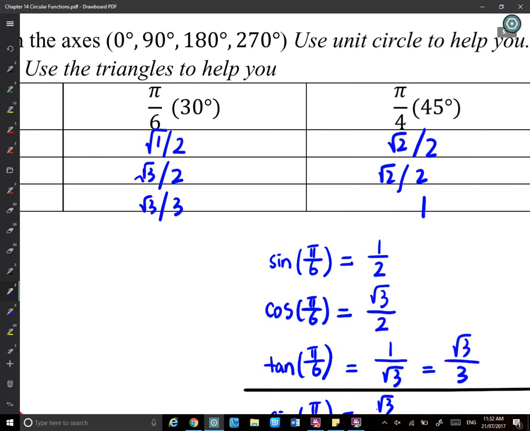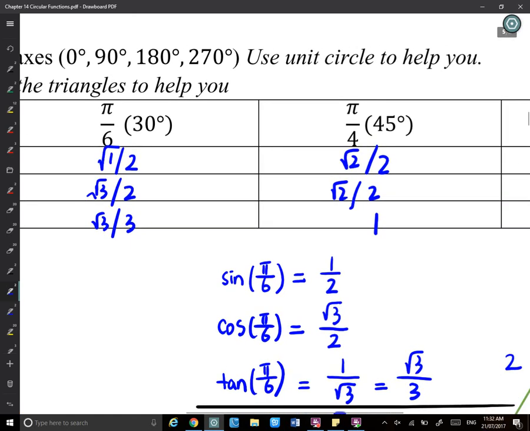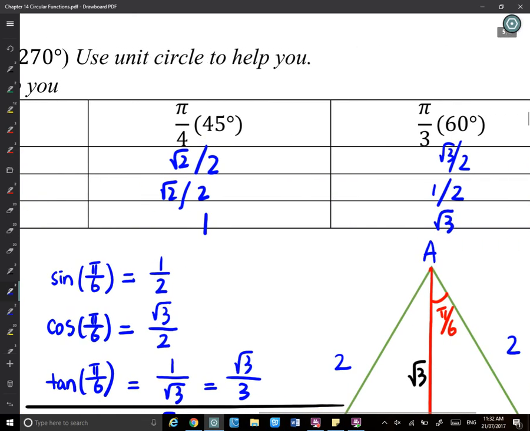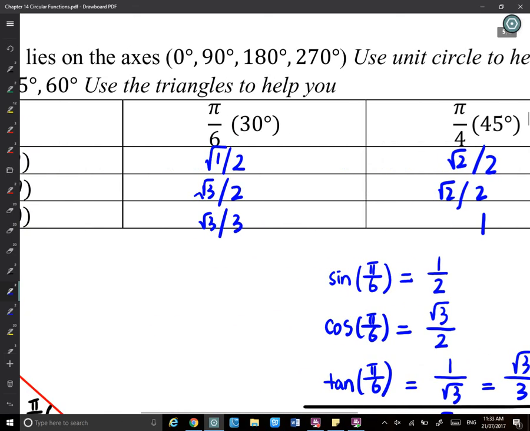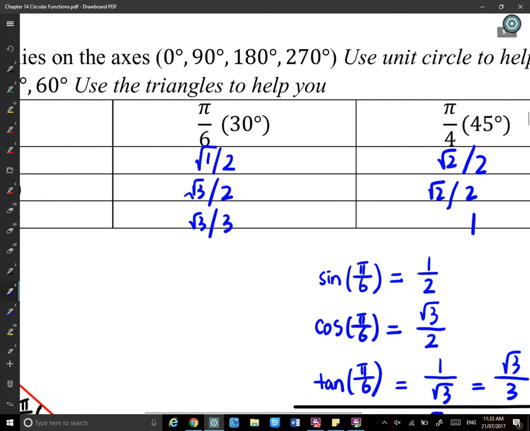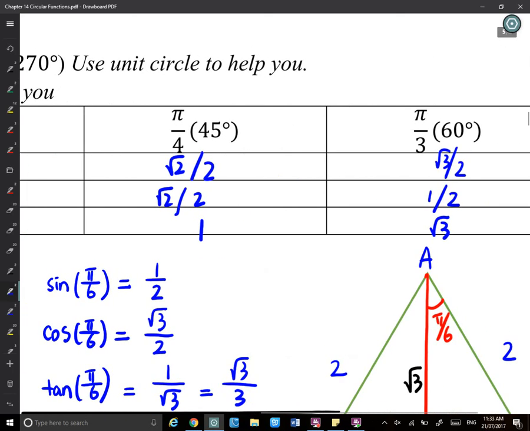So for the first row, the order is root 1 over 2, root 2 over 2, and root 3 over 2. So it's root 1, root 2, and root 3 over 2. You can directly write out the first horizontal line. Okay, root 1, root 2, root 3 over 2. And the next line, what is it? Root 3, root 2, and root 1 over 2.